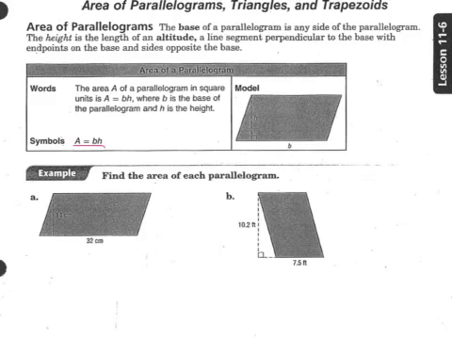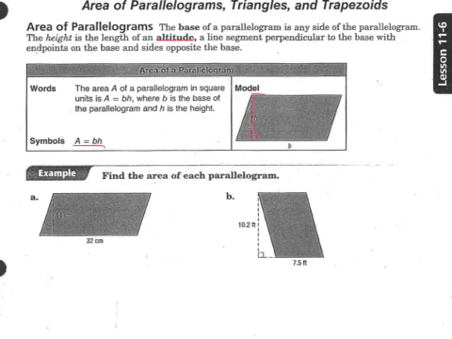And the height is the length of an altitude, and an altitude is just any line segment that's perpendicular to the base with the endpoints on the base and the side opposite the base. So if we look at our model here, our altitude is this line right here because it's perpendicular and it connects to the opposite side of the parallelogram.